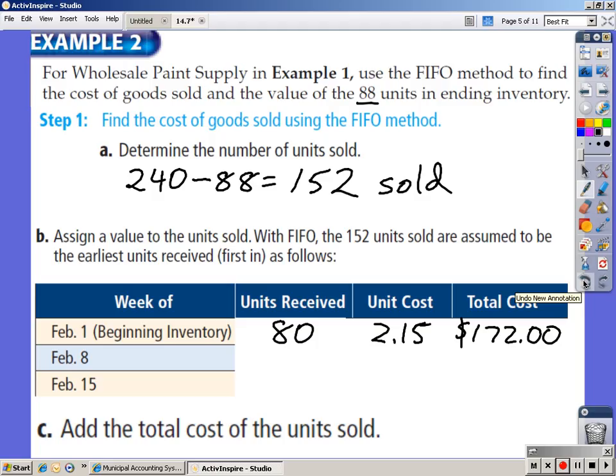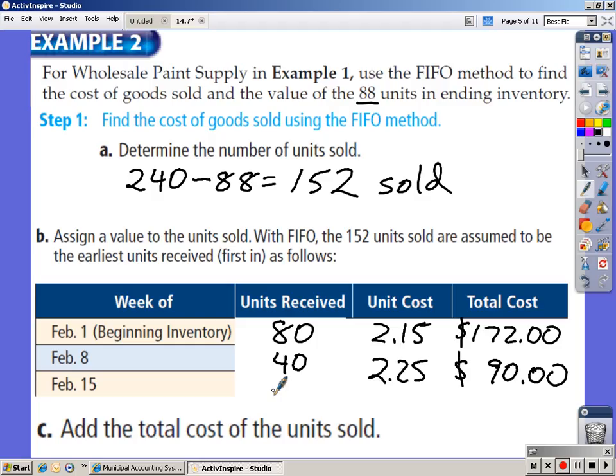February 8th, we received 40 units. Well, 80 plus 40 is 120 units. So I'm still not quite to 152. So 40 units at 2.25 equals $90. Now 80 plus 40 is 120. I've got to get to 152, so that leaves 32 units left.